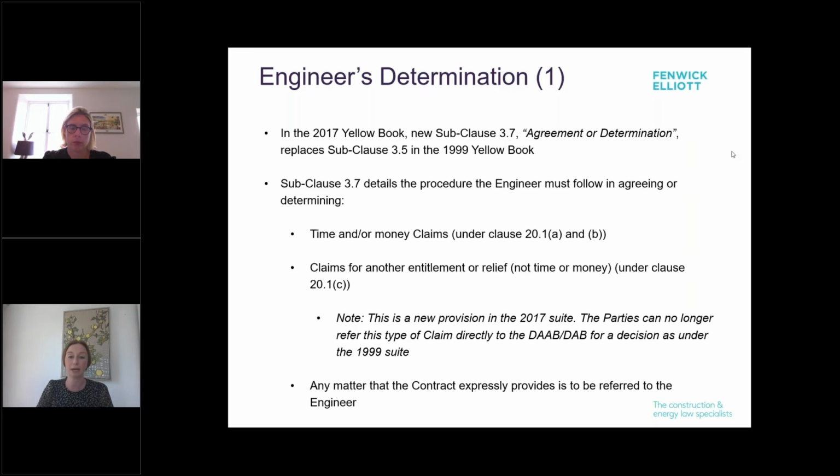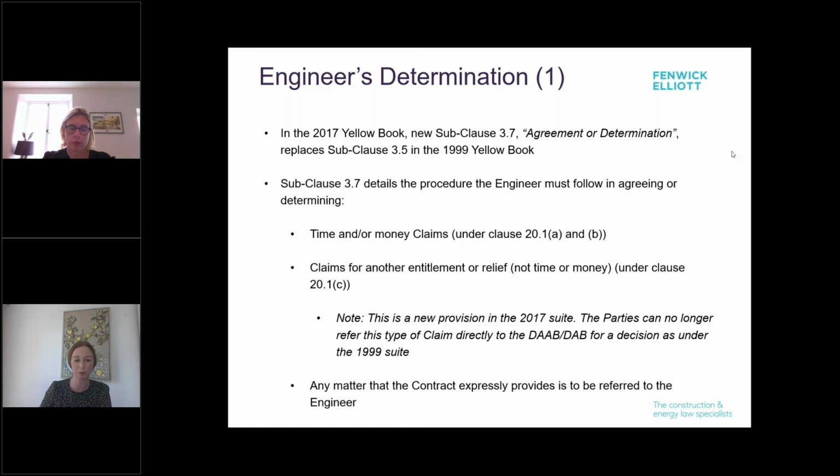So in the Yellow Book, new subclause 3.7 agreement or determination replaces the previous subclause 3.5 in the 99 edition. And it sets out the procedure the engineer has to follow when it is agreeing or determining either time or money claims, claims for any other entitlement or relief, so not time or money. This other entitlement or relief could be any kind whatsoever. The examples they give include in connection with any certificate, determination, instruction, notice, opinion or valuation of the engineer.